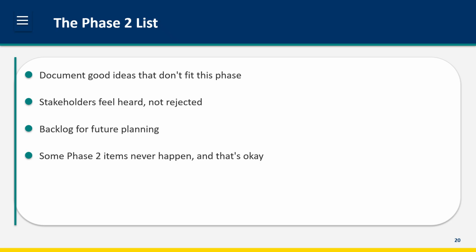After Phase 1 launches, you already have a prioritized list of enhancements. And honestly, some Phase 2 items will never happen. Priorities shift. The idea that seemed important during Phase 1 becomes irrelevant later. That's fine. The list served its purpose.